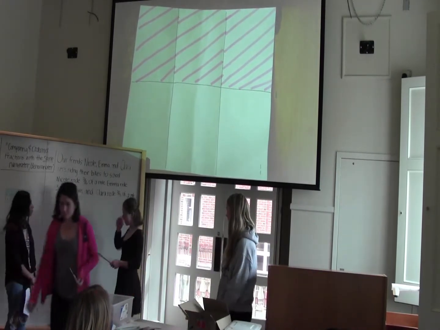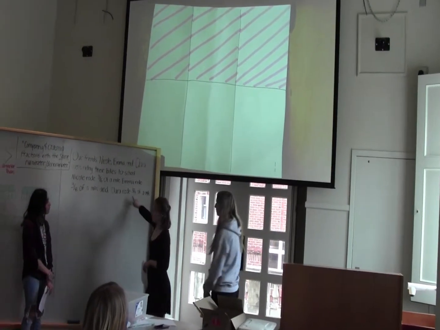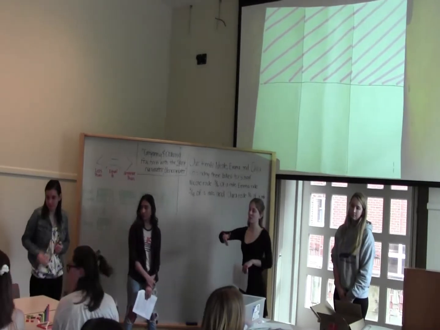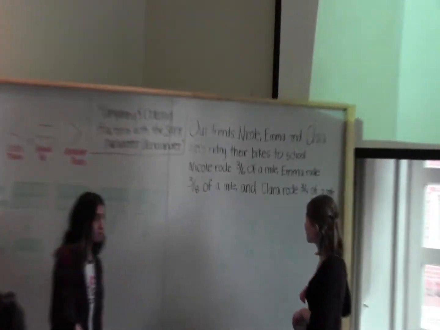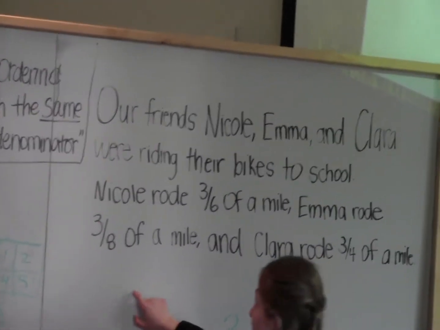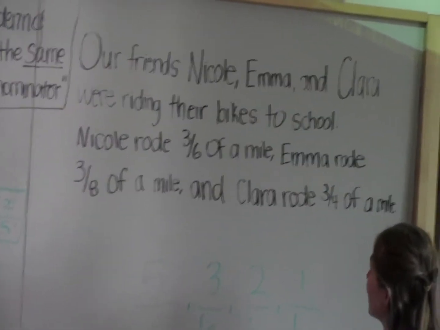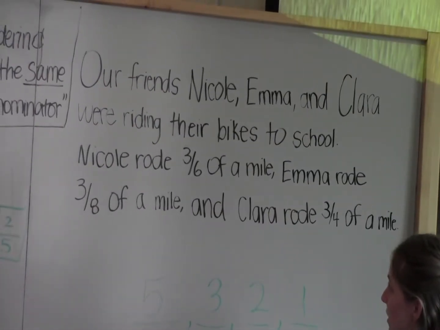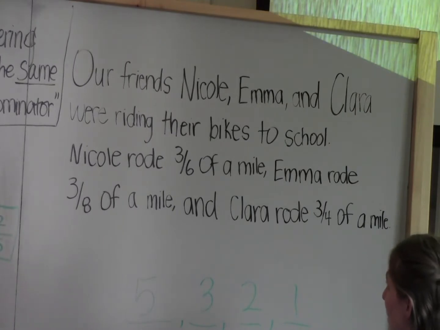So let's try another problem. And I'll read it up. It's the one you have on your recording sheet. You flip it over so that you all can see it. So this problem says, our friends Nicole, Emma, and Clara were riding their bikes to school. Nicole rode 3/6 of a mile, Emma rode 3/8 of a mile, and Clara rode 3/4 of a mile.